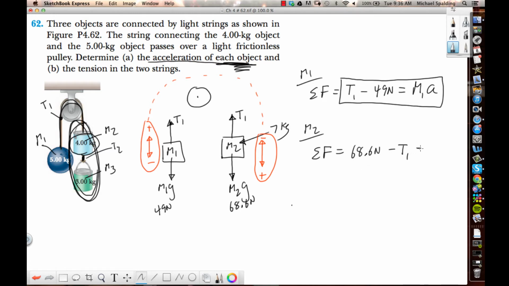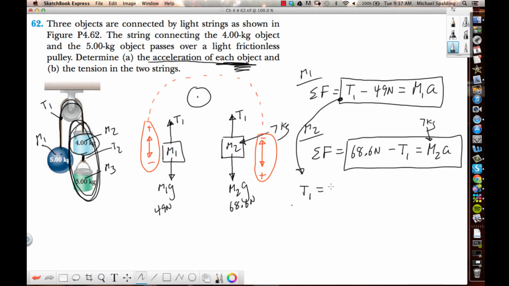Minus T1 equals M2A, where M2 is 7. Okay? So now we have two equations, two unknowns. This is basic algebra now. So we're going to take this equation, solve it for T1. T1 is going to be equal to M1A plus 49. And then take this equation, solve it for T1. That's going to be 68.6 minus M2A.